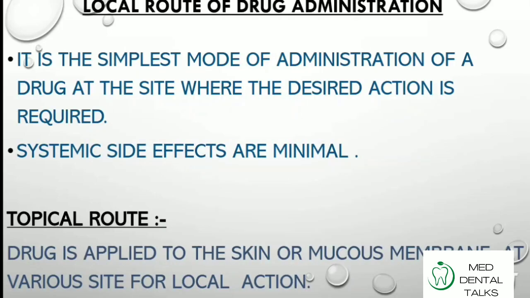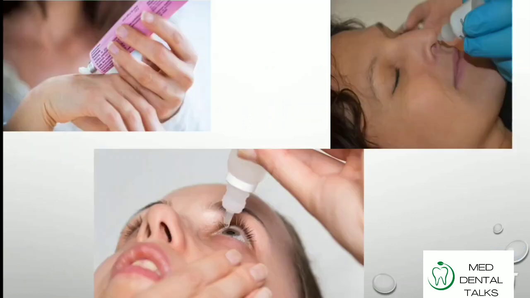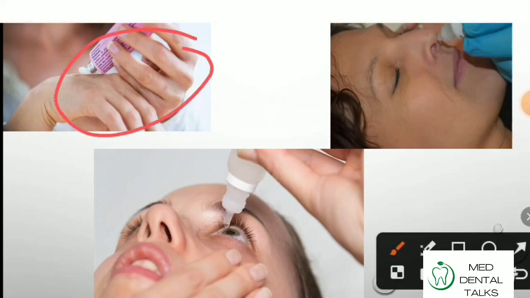Now the local route of drug administration. It is the simplest mode of administration of a drug at the site where the desired action is required. The systemic side effects are minimal. Now the topical route. In topical route, the drug is applied to the skin or mucous membrane as an ointment, cream, lotions, or sprays. For example, we use soframycin on the skin.